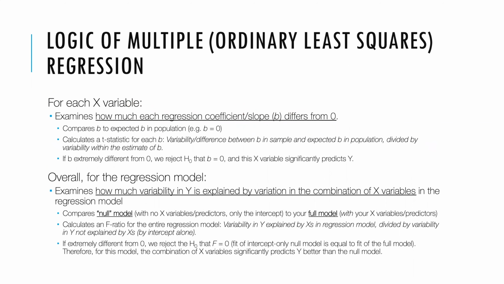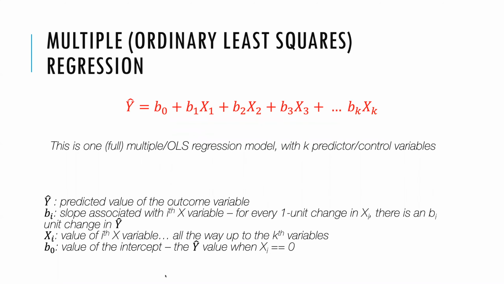All right, the logic is that it runs essentially two tests. It runs multiple t-tests for each variable, and it runs an overall test. For each x variable, it examines how much each differs from 0. So if we go back, each x variable has an associated slope. And what the regression equation does is it tries to assess, is this b value for this first x variable significantly different from 0? Same thing for b2 for x2, and same thing for b3.